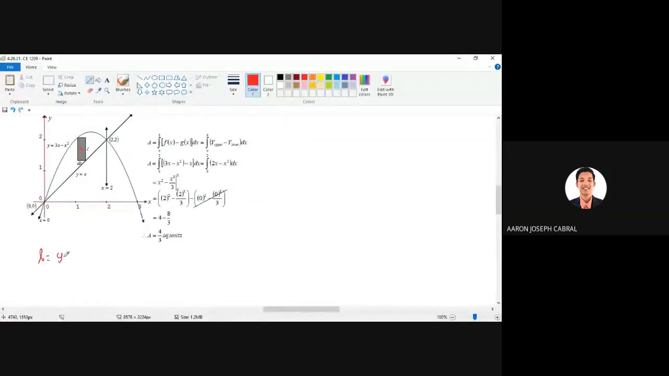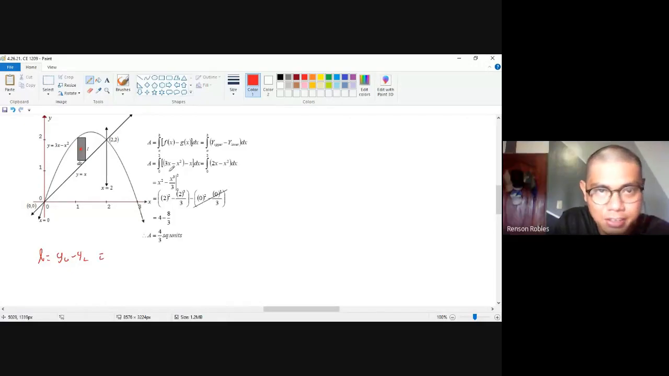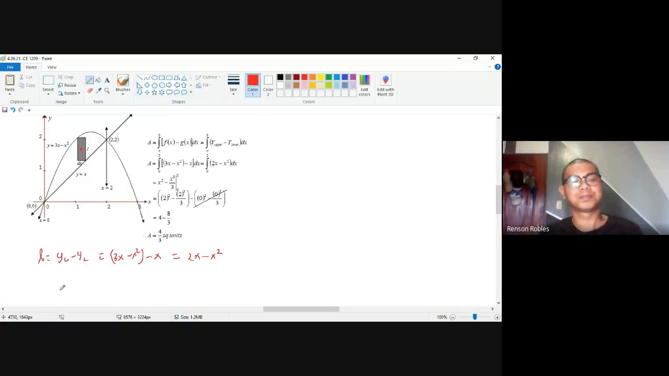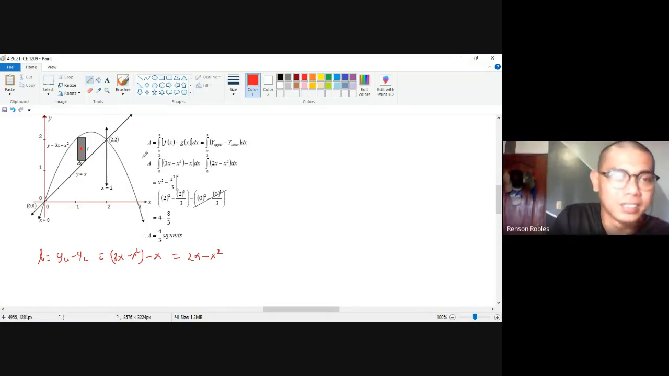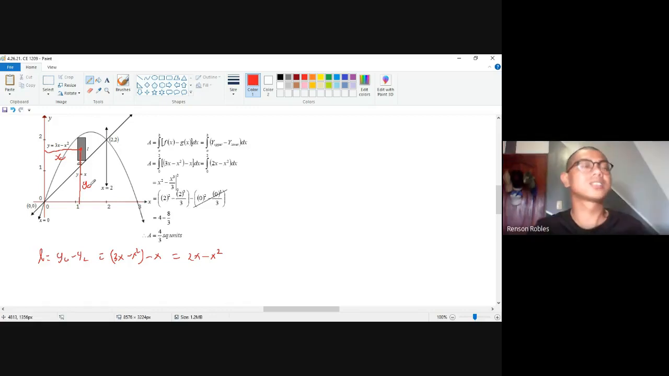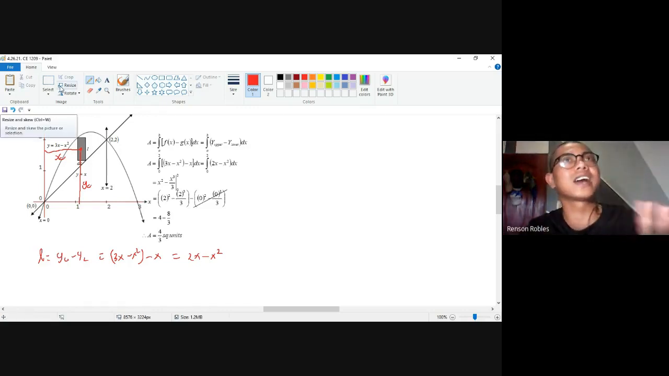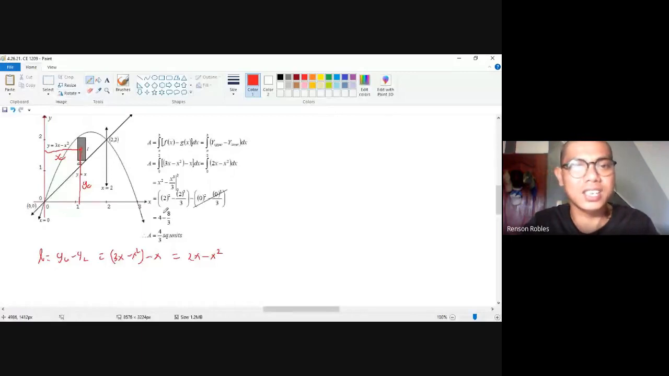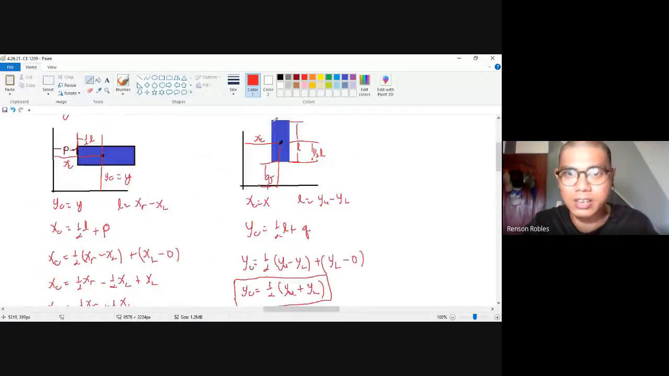Y upper minus Y lower. Then 3x minus x squared minus x equals 2x minus x squared. That's our L. Then let's draw the distances. From here to the y-axis is xc. Then from here to the x-axis is yc. What did you notice? The element chosen is not touching the x-axis. So this is what we will use. You get my point?